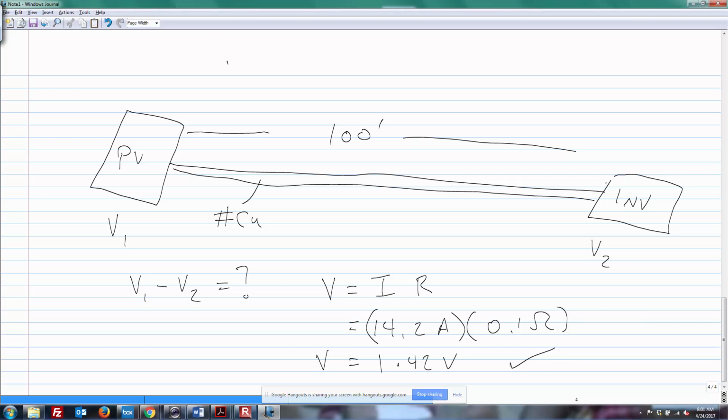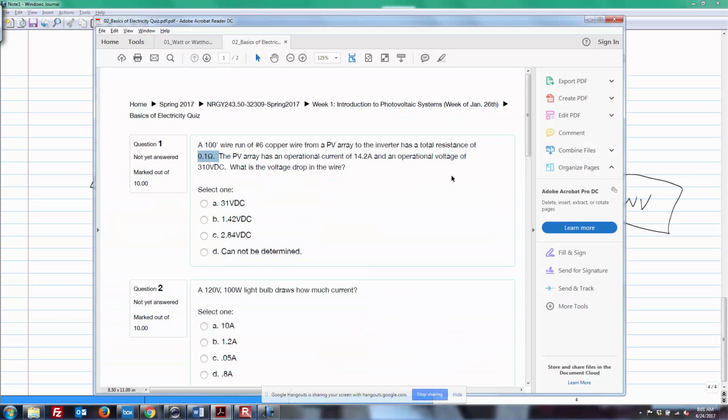Very important. Voltage drop. Okay, what's next?